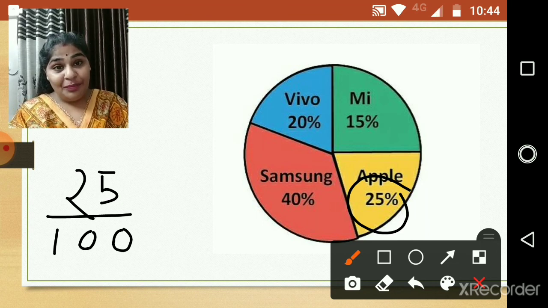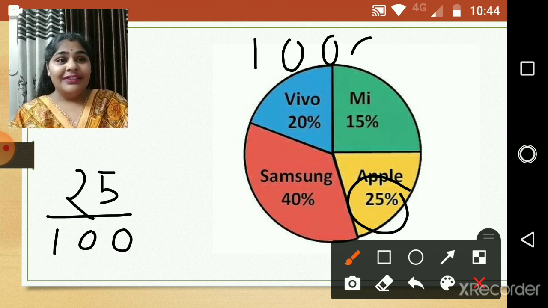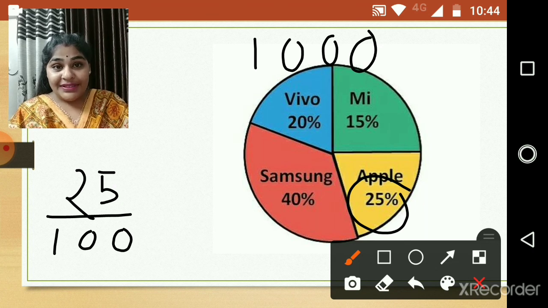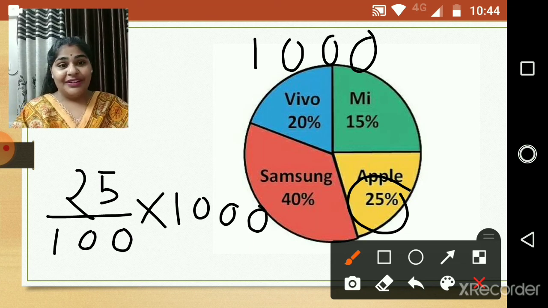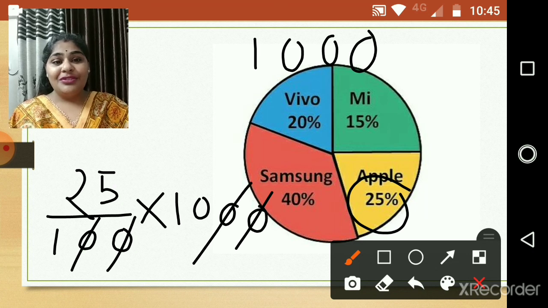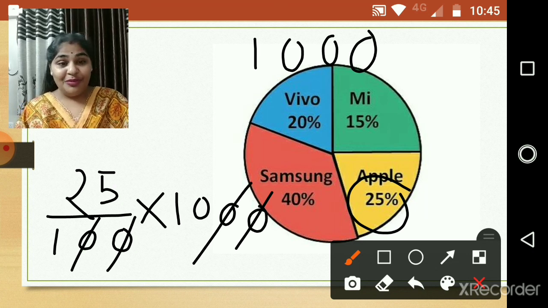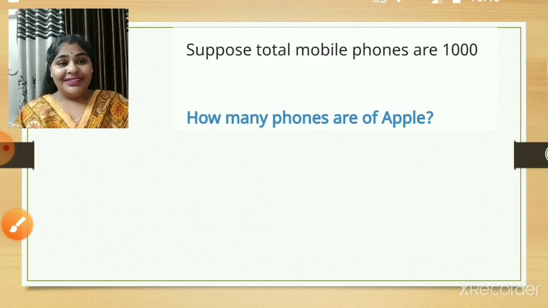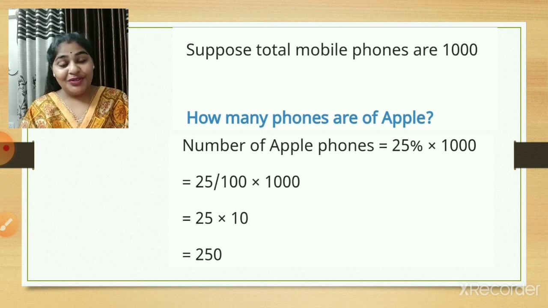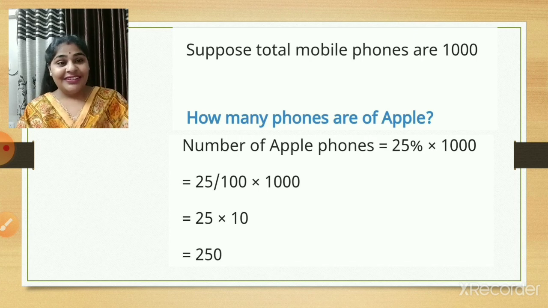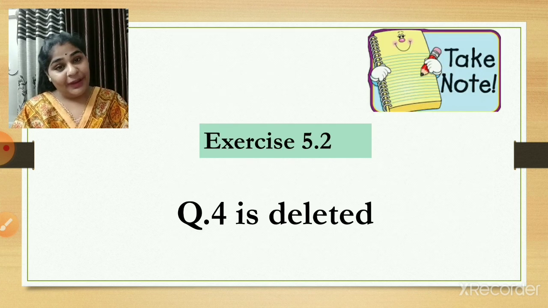And 25% of 1,000 mobiles. Total how many mobiles are there? 1,000, right? So 25% of, that is multiplication of 1,000. Total number of mobiles are 1,000. So how many will you get? Zeros cancel. That is 250 mobiles are Apple, right? So this is 250. Now I hope you understood the concept and how to find it, if any question is asked. So these were the examples of pie chart.